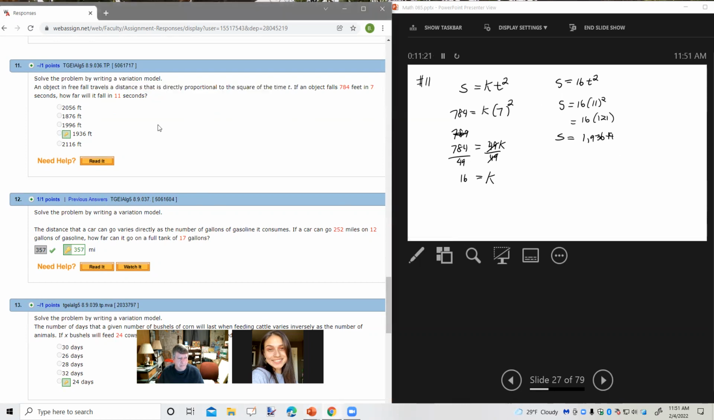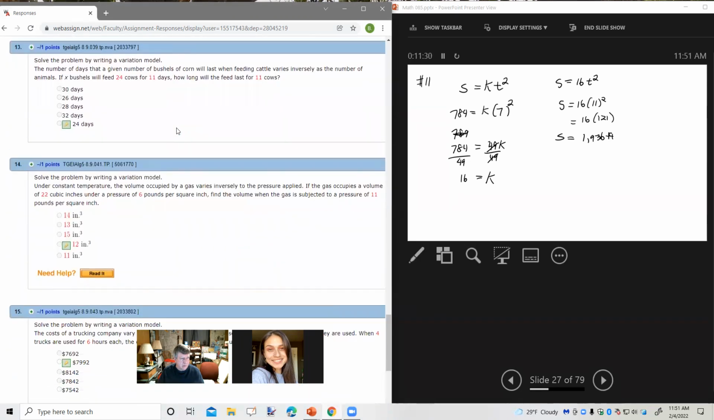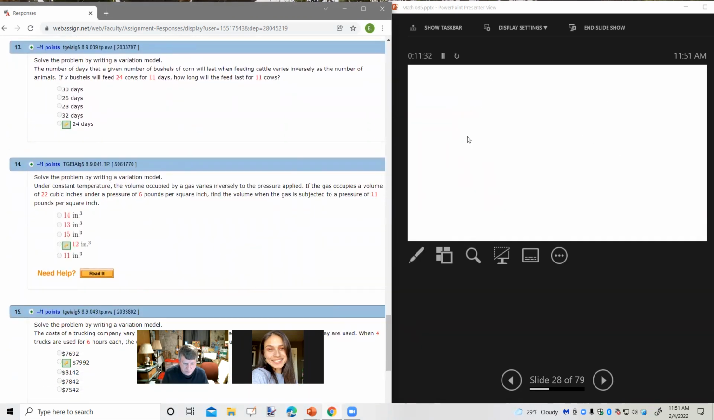Okay. And then you said to just keep going down the page. And then just, yeah, basically 13, 14, 15, other word problems for me. Okay, let's take a look at 13.